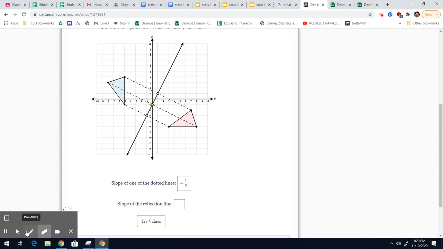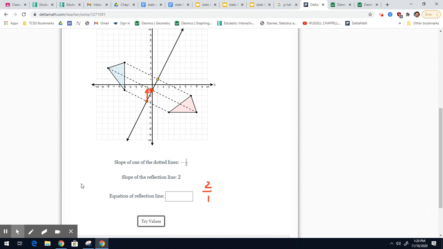To find the slope of the reflection line, I'll just simply count. Let's go from yellow to yellow. That just means we're going to go up 2 and right 1. Up 2, right 1. That's just a slope of 2. Again, I should know that that's 2 because it's the opposite reciprocal of -1/2. Excellent.